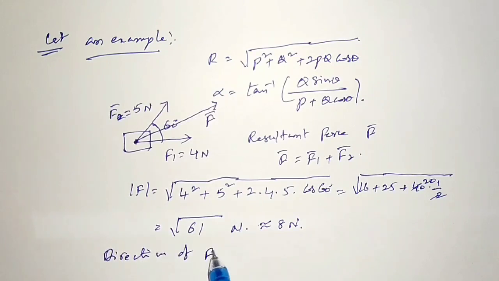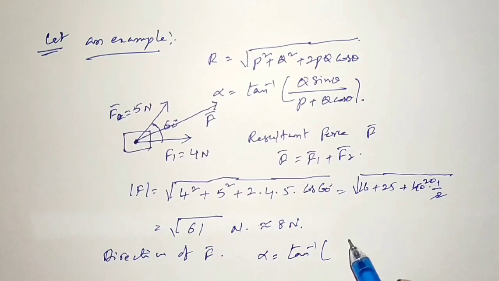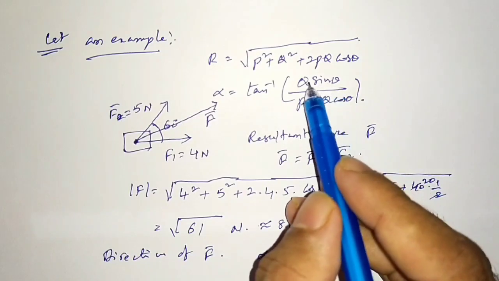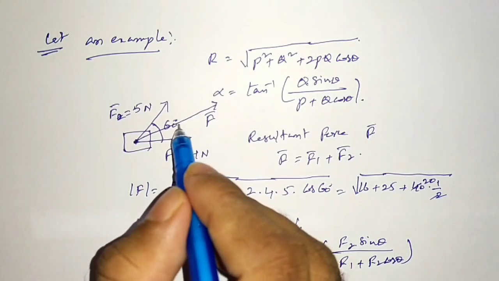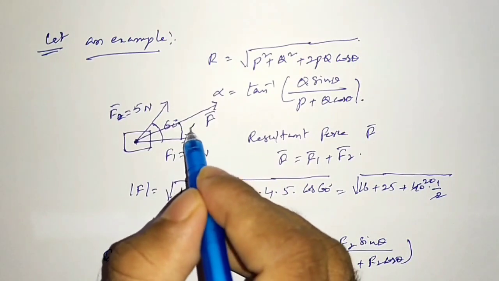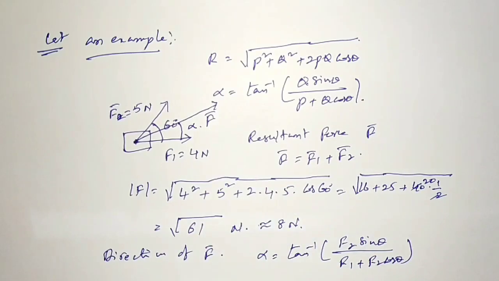Direction of F. How? That is the formula: alpha is equal to tan inverse of, now tell me, this is q sin theta. Q means second vector, that is F2 sin theta by F1 plus F2 cos theta. This is the angle made by the resultant vector with F1. Yes or no? Right. That is tan inverse of F2 sin theta. F2 is how much?